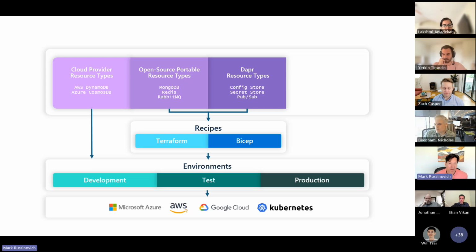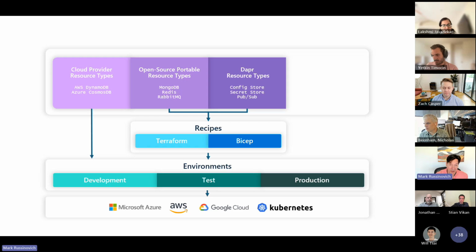And then the final concept in Radius is this concept of environments, where an environment is effectively a landing zone for an application, where recipes are registered to an environment. And so if you are deploying to your own test environment or your development environment, which could even be your own dev box, you can have recipes that go and instantiate, for example, MongoDB as a container.